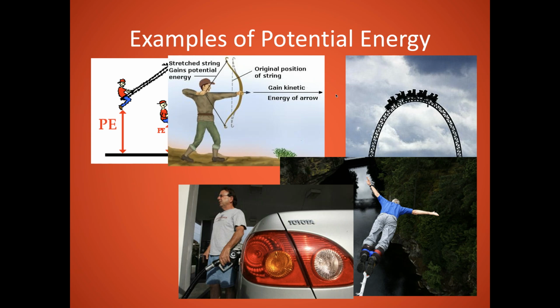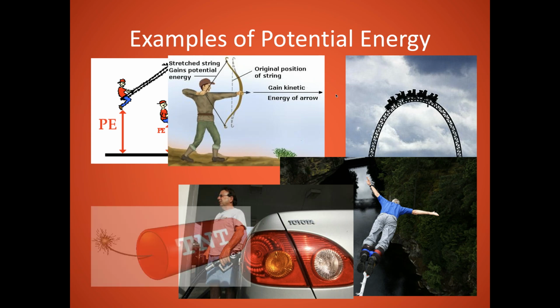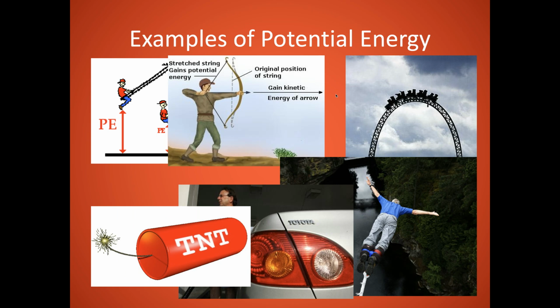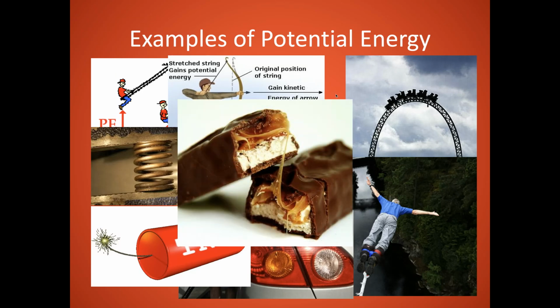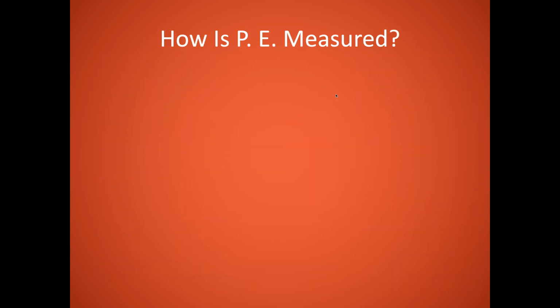Gasoline has chemical energy. So does dynamite. A coiled spring stores mechanical energy, just like a bow. And of course, chemical energy is what allows you to get calories from your food. So all of these are examples of energy that's not doing work right now, but certainly could if you gave it a chance. We measure potential energy indirectly.